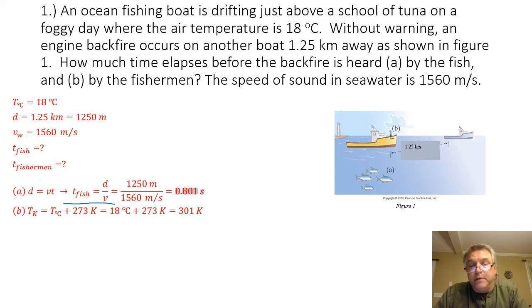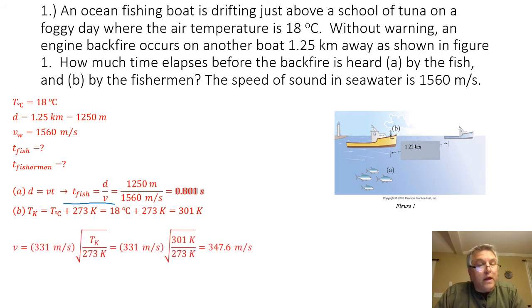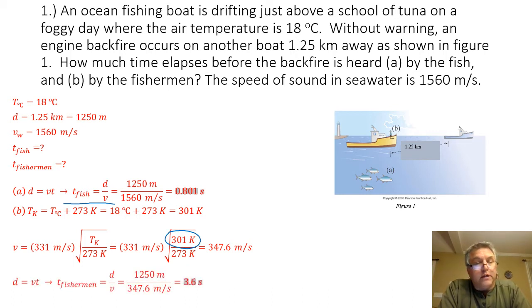Now to find the speed of the sound wave, I use my speed of sound in air formula, and that is going to be 331 meters per second times the square root of my Kelvin temperature divided by 273 Kelvin. I plug my value of 301 Kelvin into that formula, and I'm going to get a velocity of the sound wave in air at 18 degrees Celsius of 347.6 meters per second.